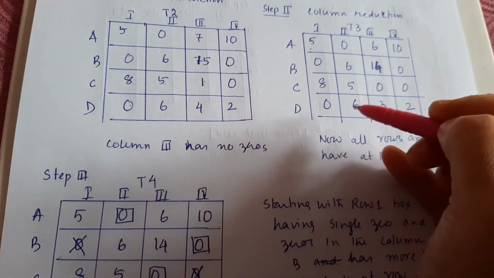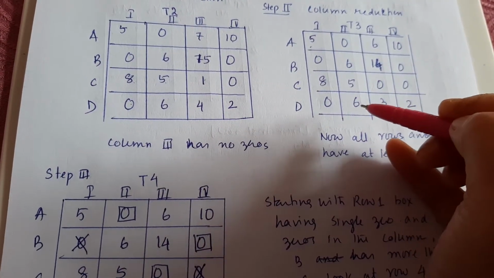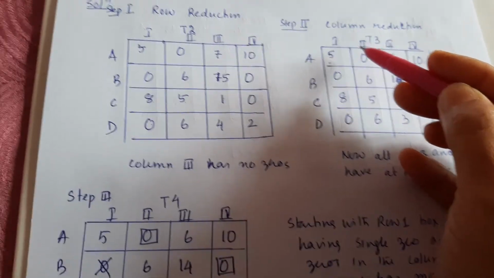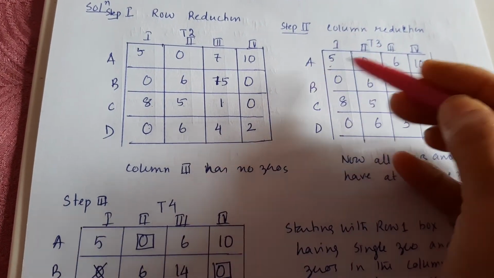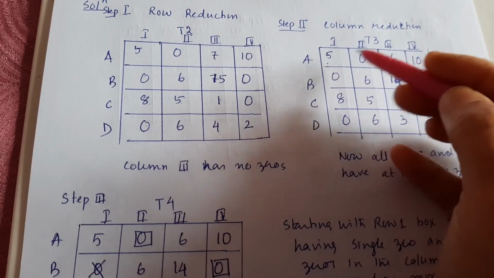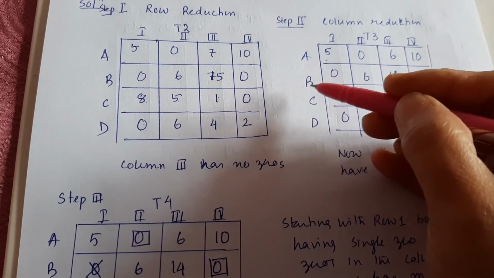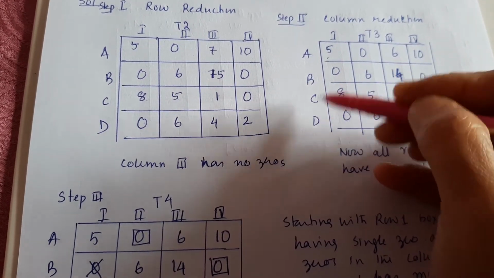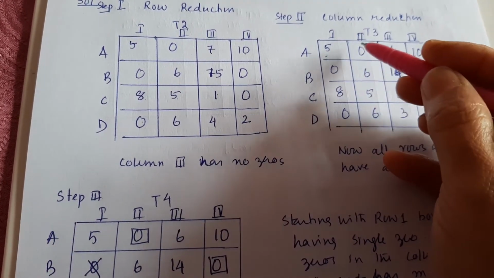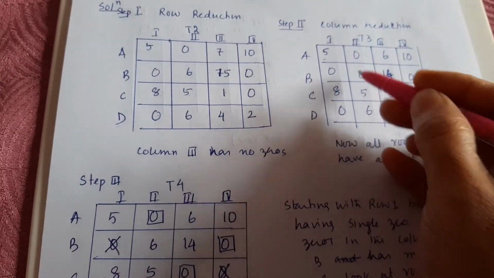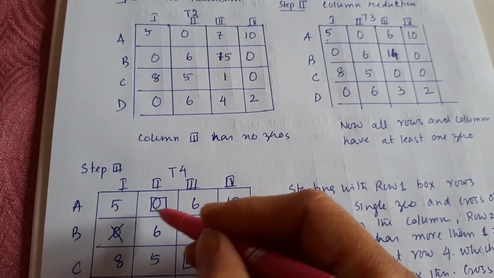If there is any 0 in a row, we have to cross that 0, because if I am assigning this machine to this job, this operator, that means I cannot give any more machines to this operator. So this job has been already assigned. But here there is no 0, so there is no point here, so I am putting 0 here.